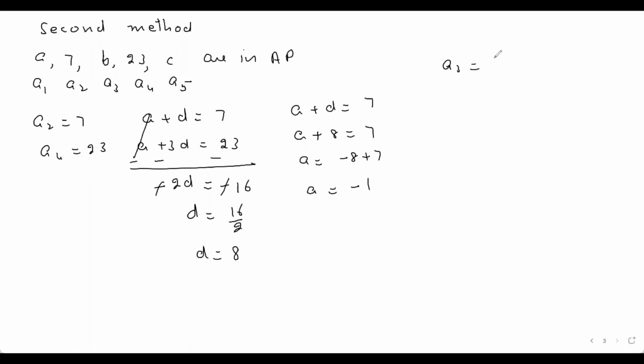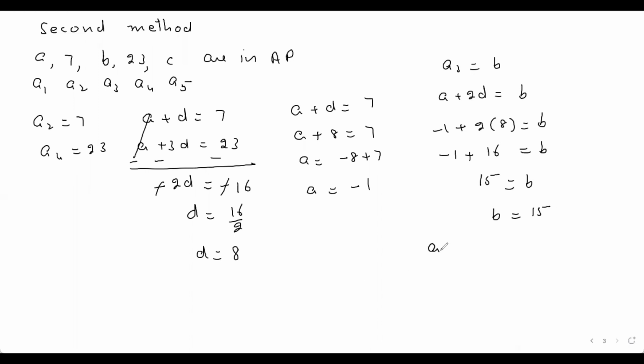A3 is equal to B. This is given to us. A plus 2D is equal to B. Value of A is minus 1 plus 2, value of D is 8, that is B. Minus 1 plus 16 is equal to B. It means 15 is equal to B. So value of B is equal to 15.